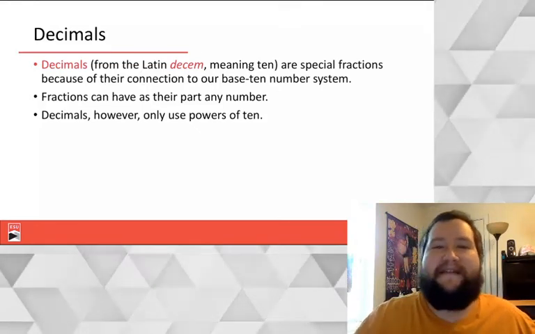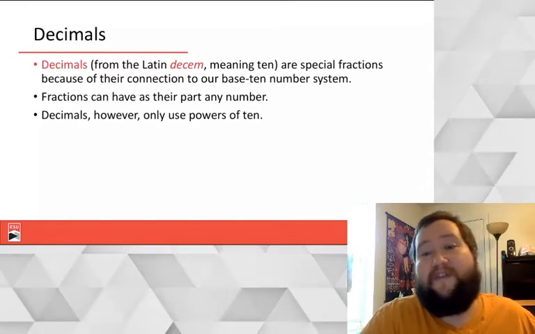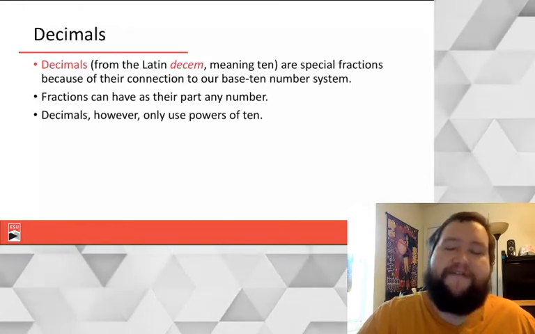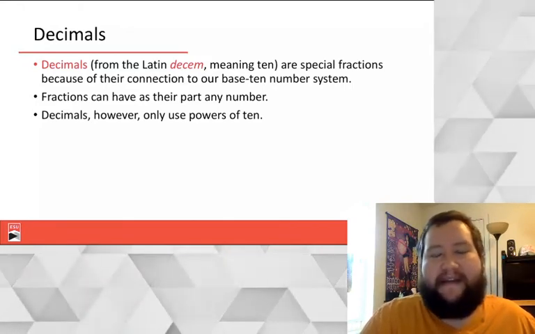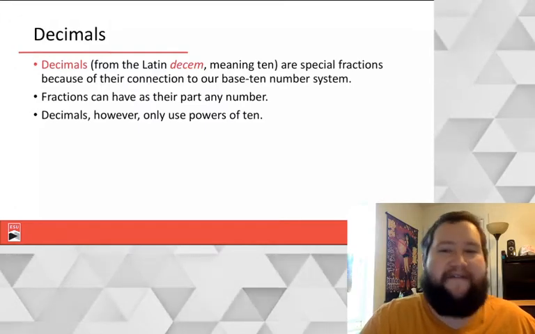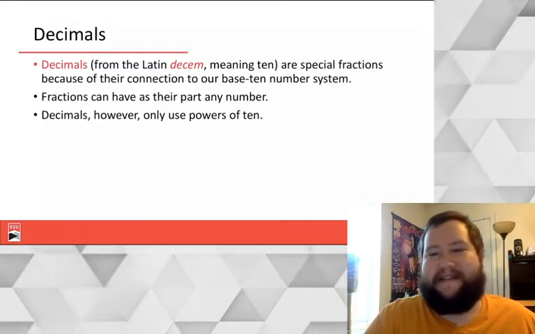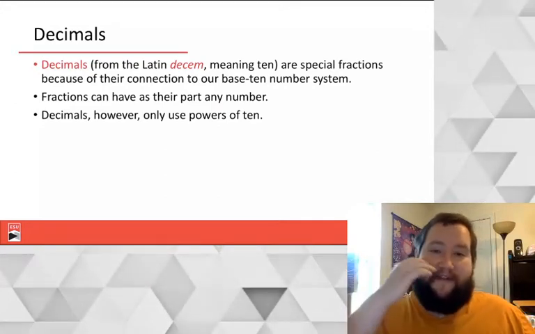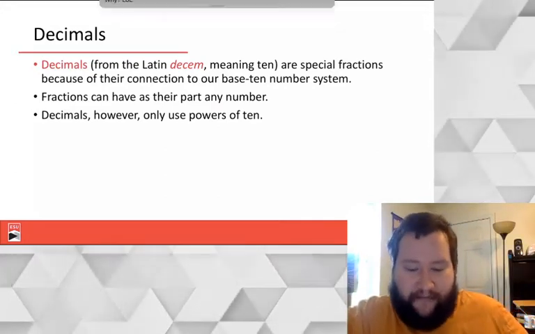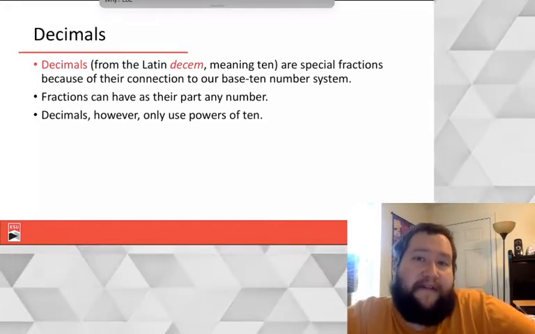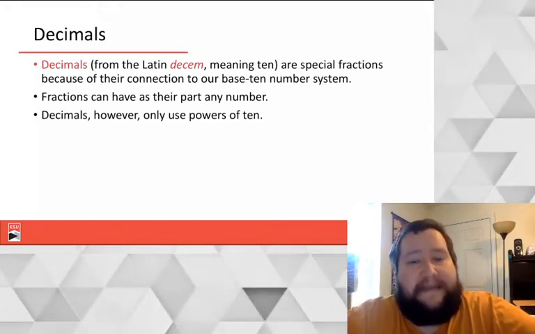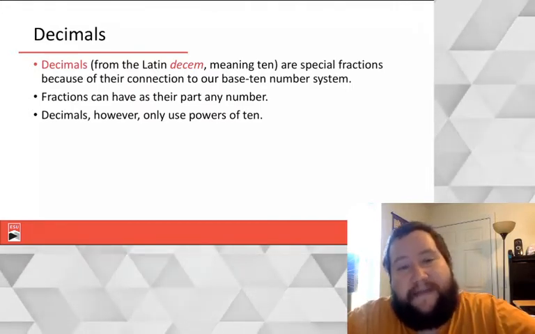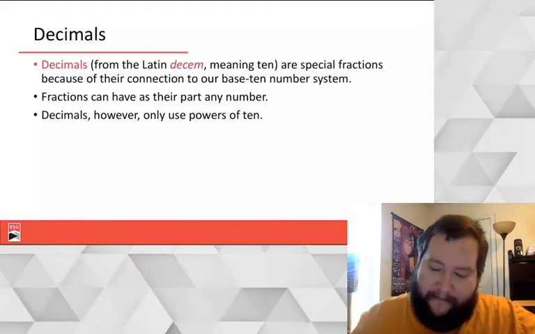But we care about these decimals, which are really special fractions, because of their connection to our base 10 system. Fractions can have any number as their part. A half, a third, a fourth, a fifth, a sixth, a seventh, it doesn't matter. Any part can be your unit fraction when we're talking about a general fraction. However, when we're talking about decimals, their part must always be a power of 10.